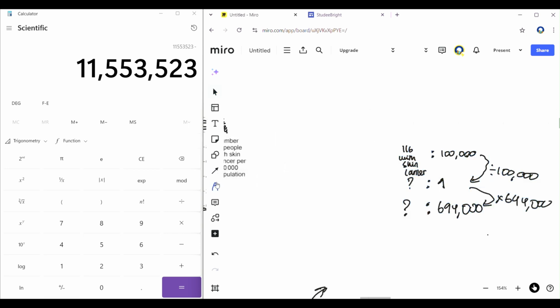Right, so I need to find out what this is. So whatever you do to one side, you've got to do to the other in ratios. So we're not going to have a look at this right now.